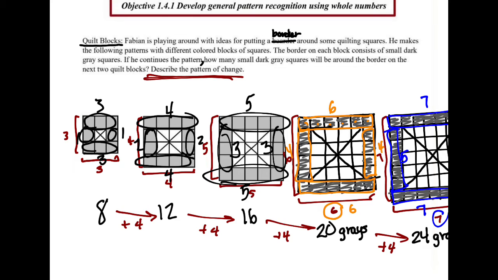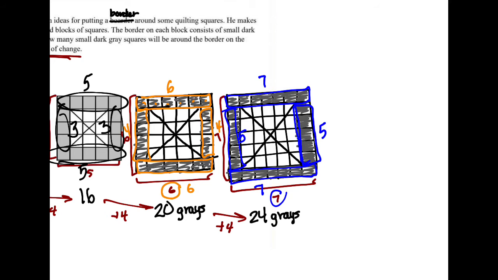So how many gray blocks would he need to make for his next bigger block? Would add 4 more. And I'm not going to draw it this time, but you would need 28 gray blocks, right? Okay, very nice.